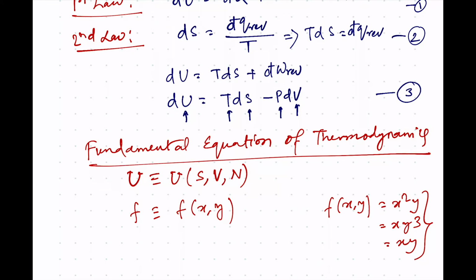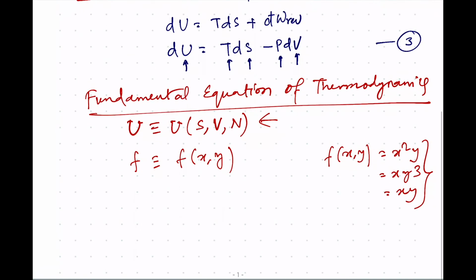It only specifies that it depends on these three quantities, which also means that given these three variables S, V and N, one can uniquely identify the value of U. That is all that is meant by this equation, the fundamental equation of thermodynamics.